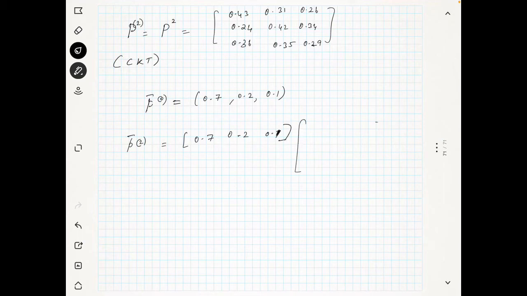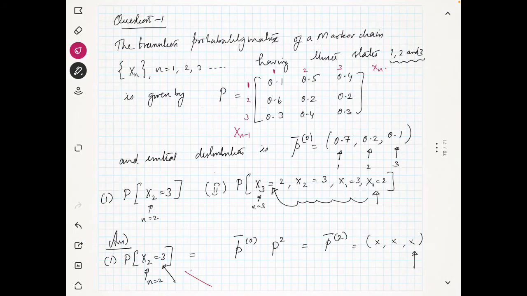So we will find p2 as 0.7, 0.2 and 0.1 multiplied with 0.43, 0.31 and 0.26, 0.24, 0.42, 0.34, 0.36, 0.35 and 0.29. So this is how we will find it. This is regarding state 1, this is regarding state 2 and this is regarding state 3, but from the question we need only state 3.